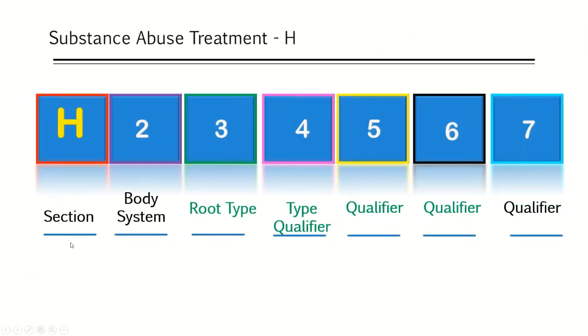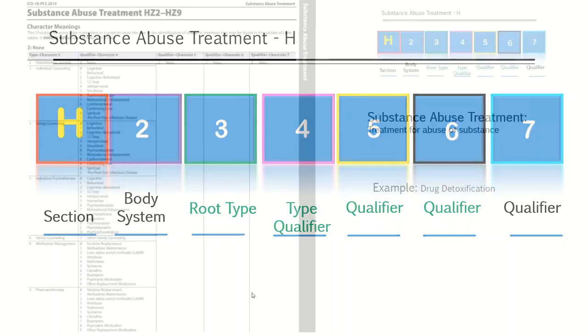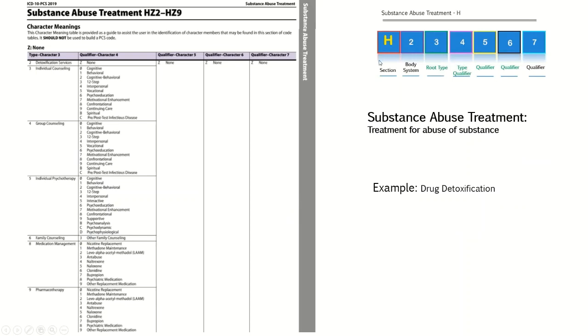They're very similar. So the section will be H, body system is your second character. Your third character is root type. Your fourth is type qualifier. Your fifth is qualifier, sixth is qualifier, seventh qualifier. So you got a lot of qualifiers. I have a feeling the G had all the Z's, the H will too. All right, so we're on the correct page. Our section H matches our character meanings table page.